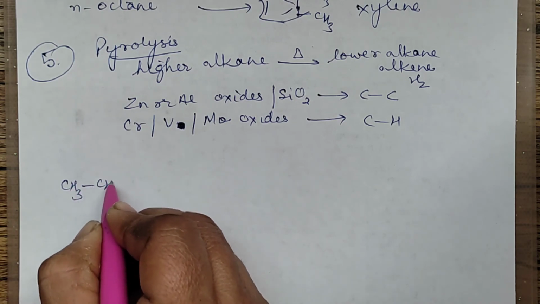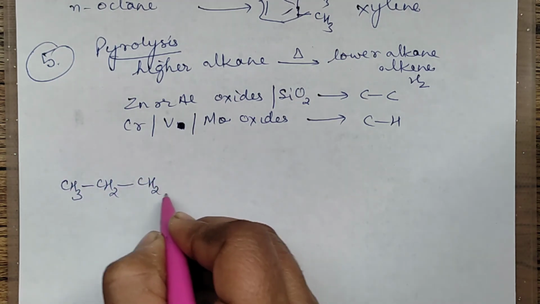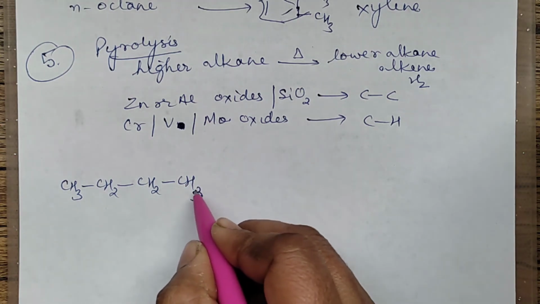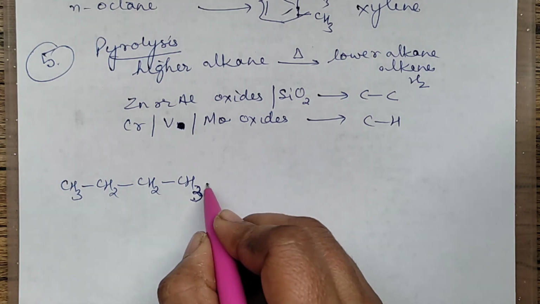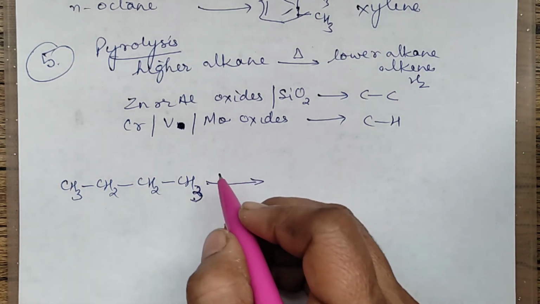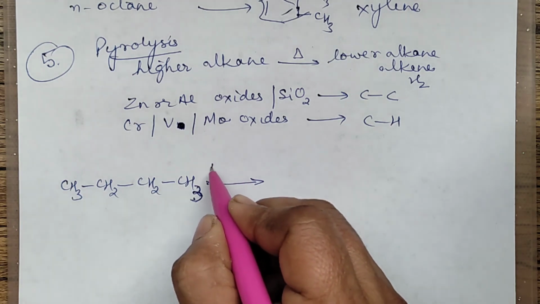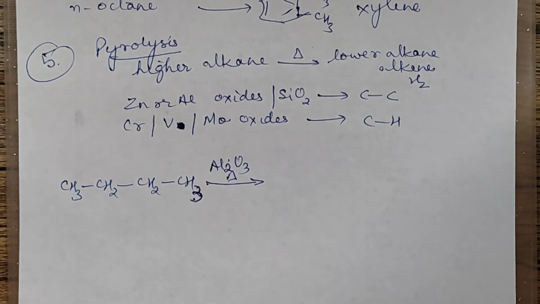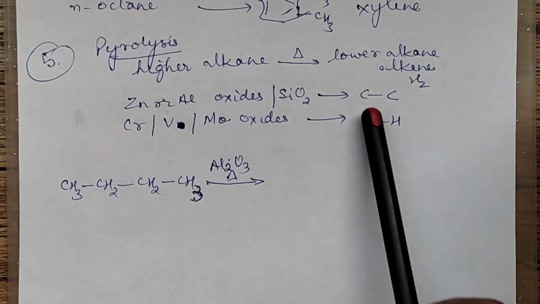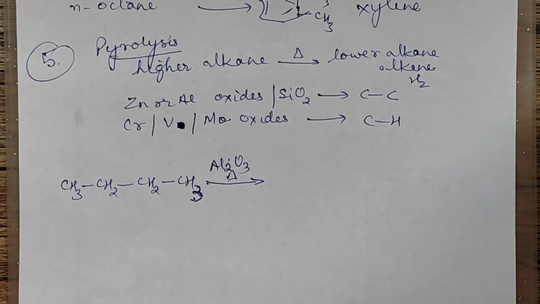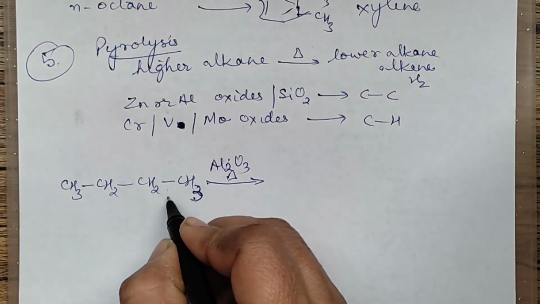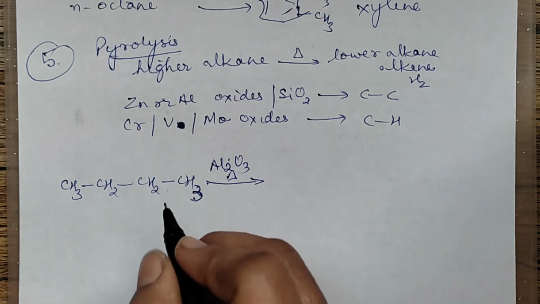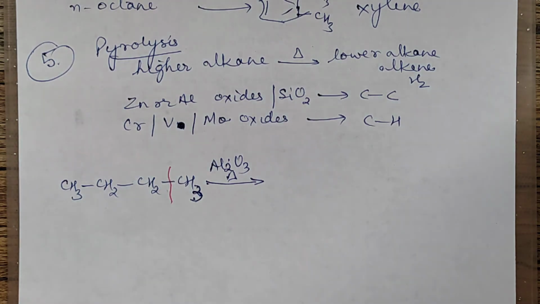Suppose I have this alkane, say butane. Suppose I carry out the reaction of this in the presence of, say, aluminium oxide, Al2O3. We are heating it in the presence of Al2O3, so the bond may break. Carbon-carbon bond has to break. When it is breaking, this bond may break or this bond may break. This side is the same. So let us break this bond and see what will happen.